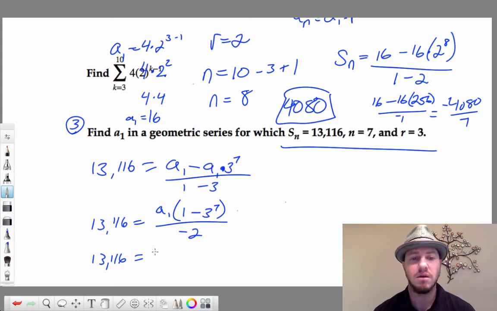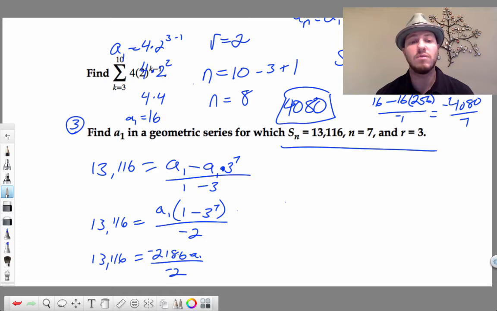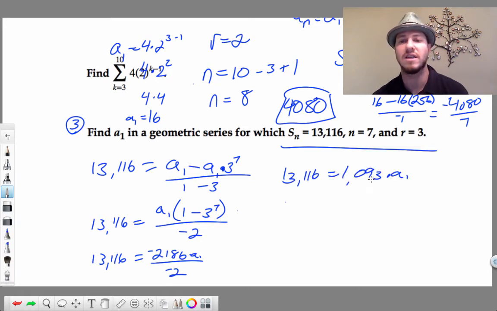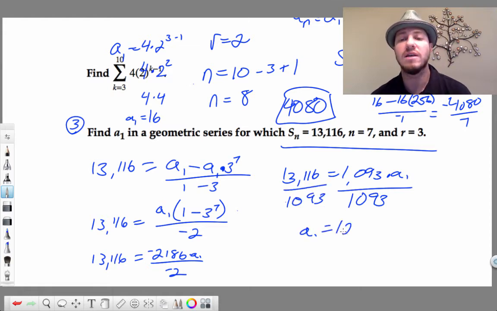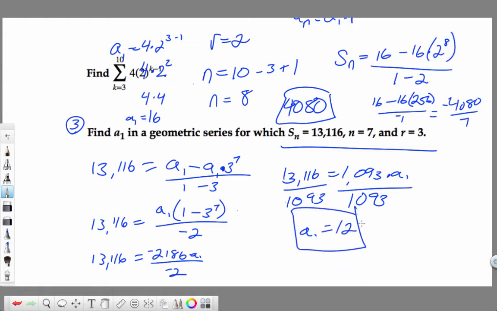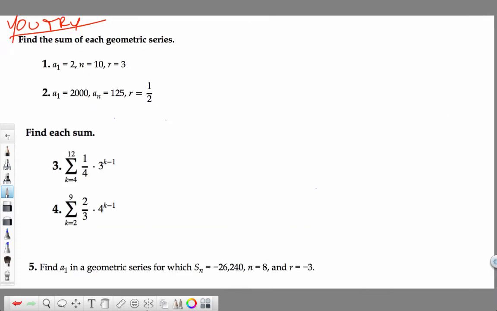13,116 is equal to negative 2,186 times A1 all over negative 2. Simplify this part. That becomes 1,093 times A1 divided by 1,093. And I get A1 is equal to 12. All right, go ahead and try these U-try problems.